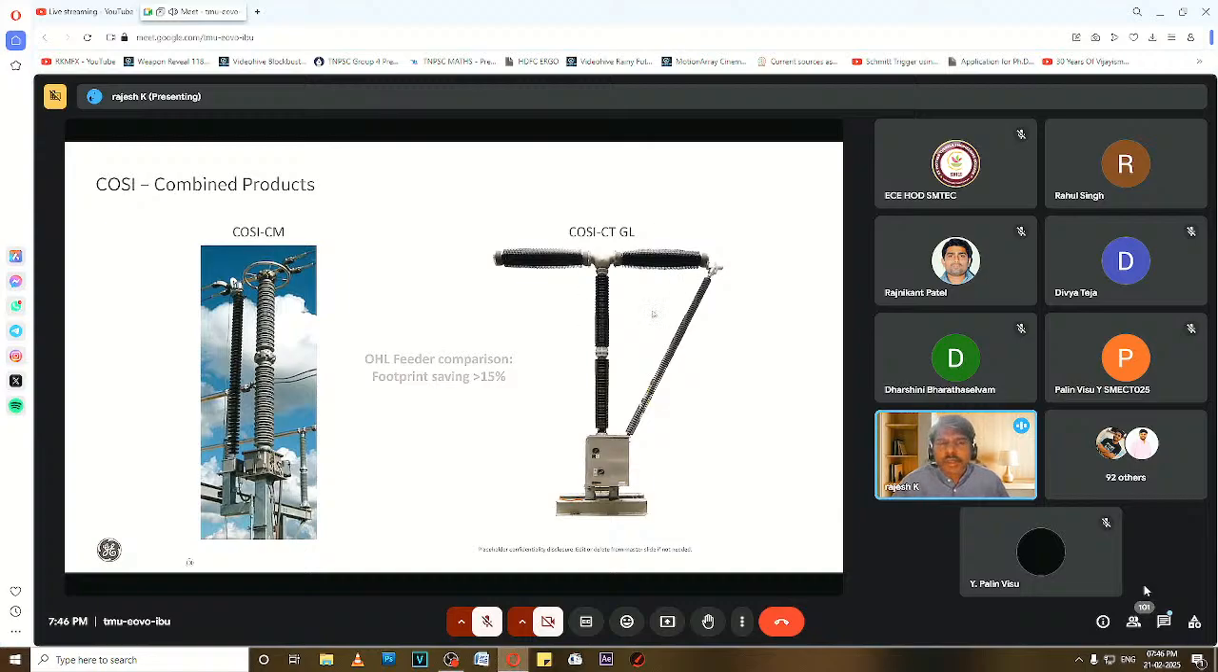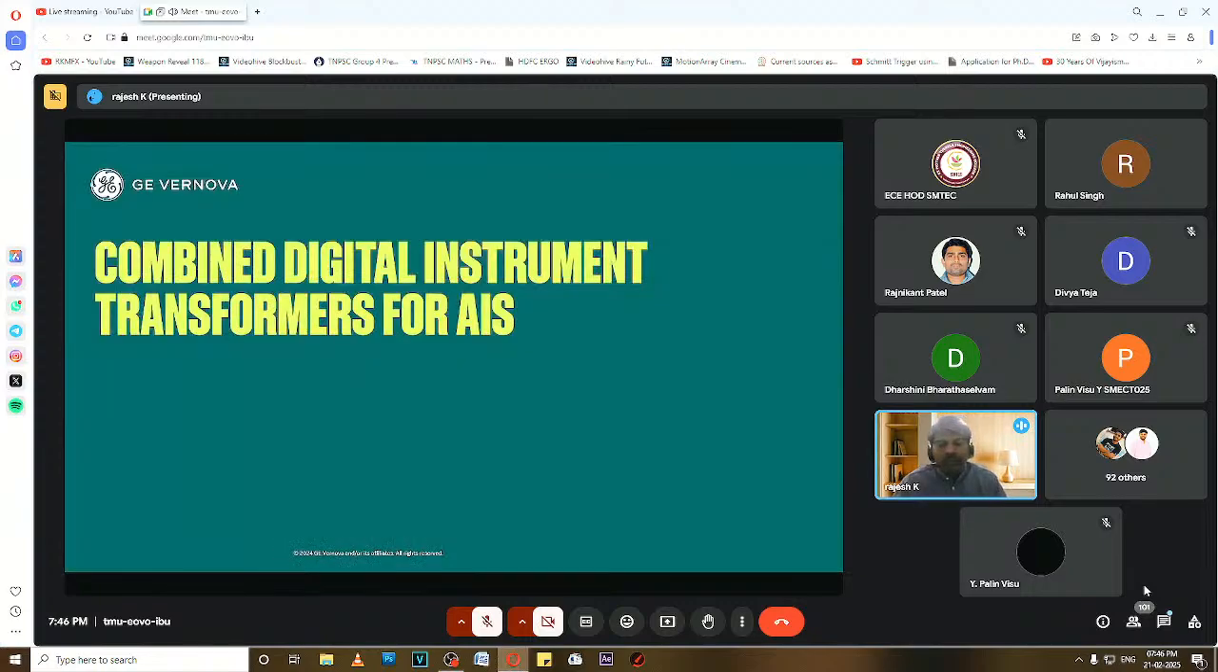So it has multiple advantages in terms of space, in terms of weight, and in terms of accuracy. These sensors have a lot of advantages.